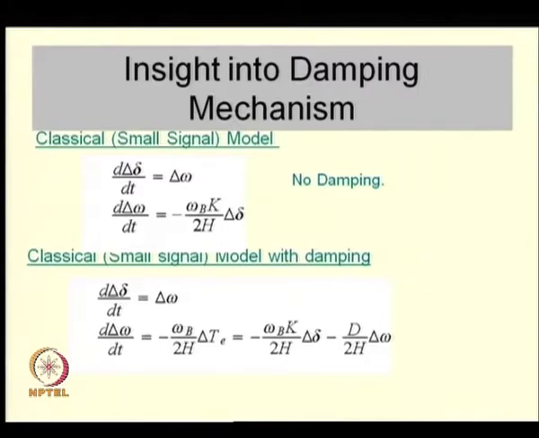Okay. Now, if you look at a classical model which is linearized around an equilibrium point, the equations are as given here: d delta delta by dt is equal to delta omega, and d delta omega by dt is equal to minus omega b by 2H into K into delta delta.